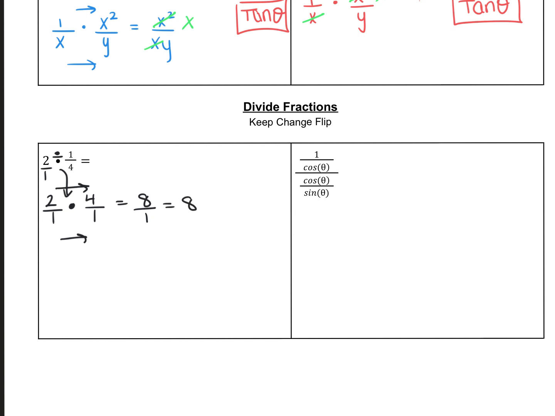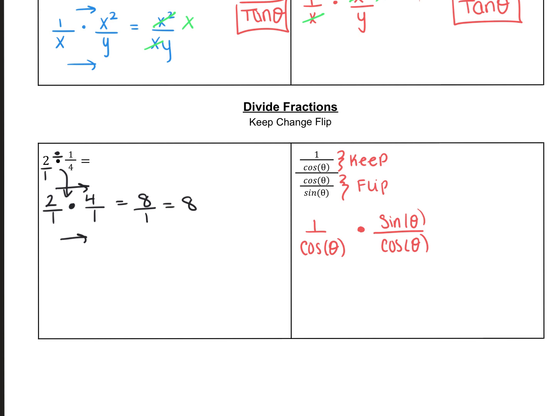Same thing with trigonometry. We're going to keep the top fraction. We're going to change the division to multiplication, and we're going to flip the last fraction. So we're going to keep the 1 over cos theta. We're going to change the division to multiplication, and then we're going to flip the last fraction. So sine of theta over cosine of theta.